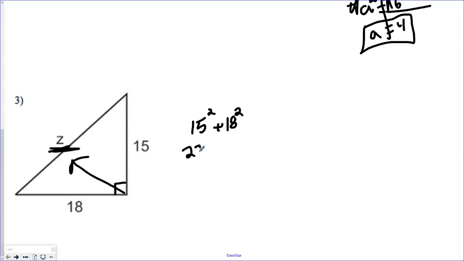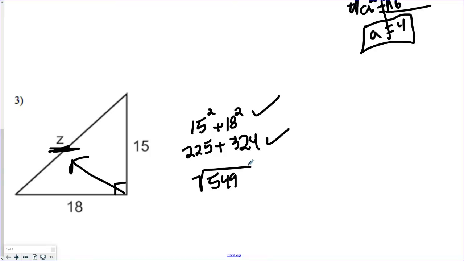So 15 squared is 225. And remember, squaring just means the number times itself. So 18 squared is just 18 times 18, which is 324. And then I'm going to add these two together, and I get 549. So I squared, I added, and then now last step is to root. So I'm going to square root 549, which you probably will need a calculator for, unless you know it off the top of your head, which you probably don't because it's a decimal, 23.43.